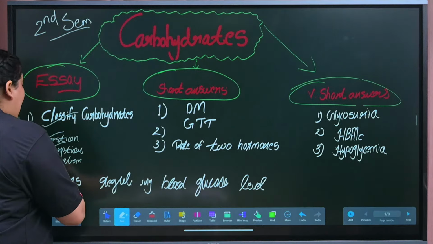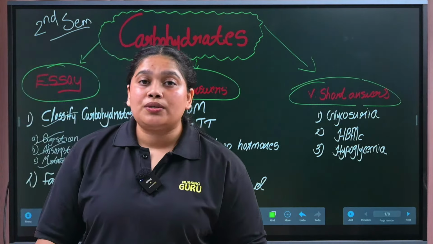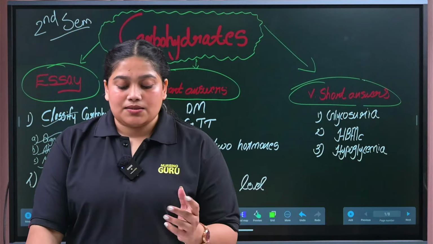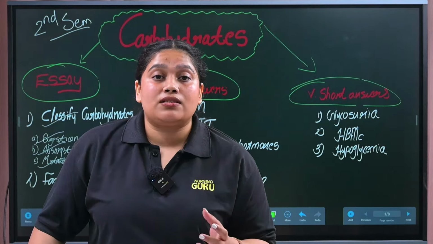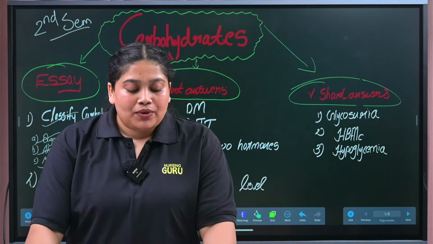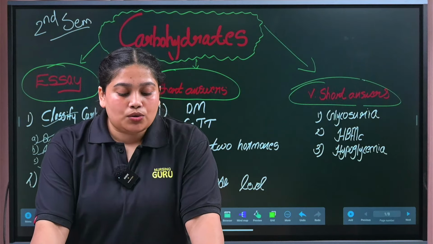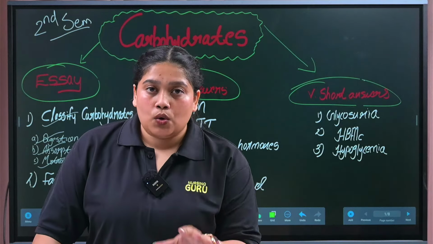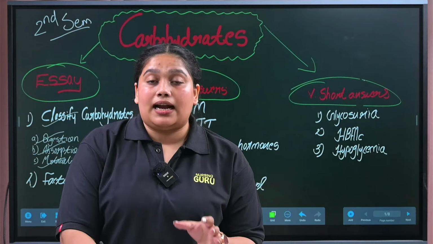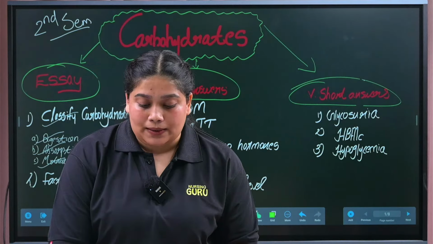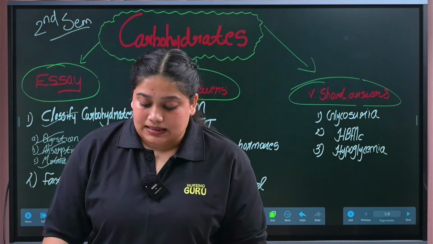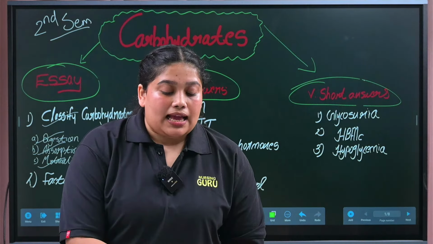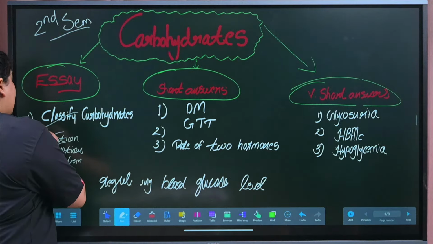So classification is clear. What is the next part? Digestion, absorption and metabolism. You have to write how the digestion is happening, how the absorption, transportation and storage are happening. Carbohydrates are broken down to provide glucose for energy, so the main energy source is glucose. You have to describe the glucose and its absorption, and the storage also you have to include in this essay. That's all regarding the first essay question.